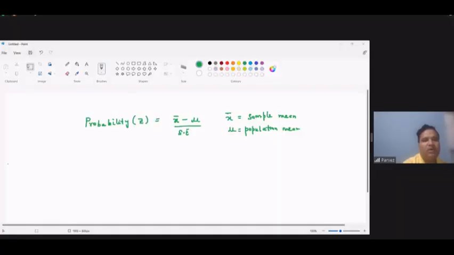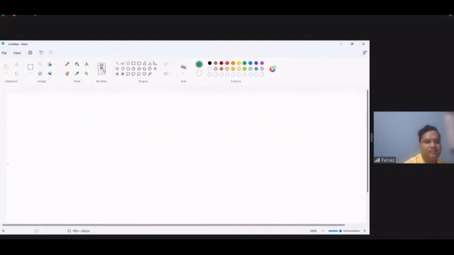So now tell me what they're asking in the question. What are they asking to calculate? First, identify that. Whether they are asking probability to calculate, standard error to calculate, what exactly they are asking. Probability, sir. Probability they are asking. That is clear for everybody, right?